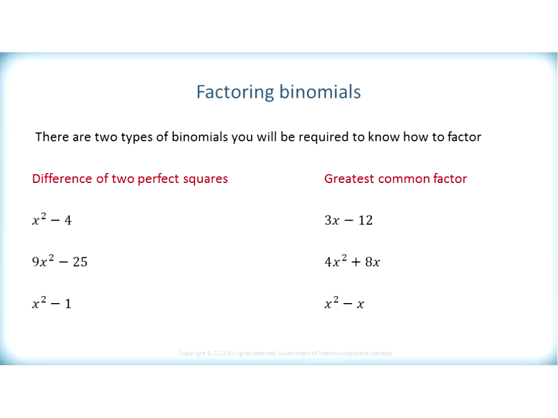Recall that we'll have to know how to factor binomials, and that there are two types of binomials that we'll need to know how to factor. That is the greatest common factor and the difference of two perfect squares. When we factor, we always look for the greatest common factor first.